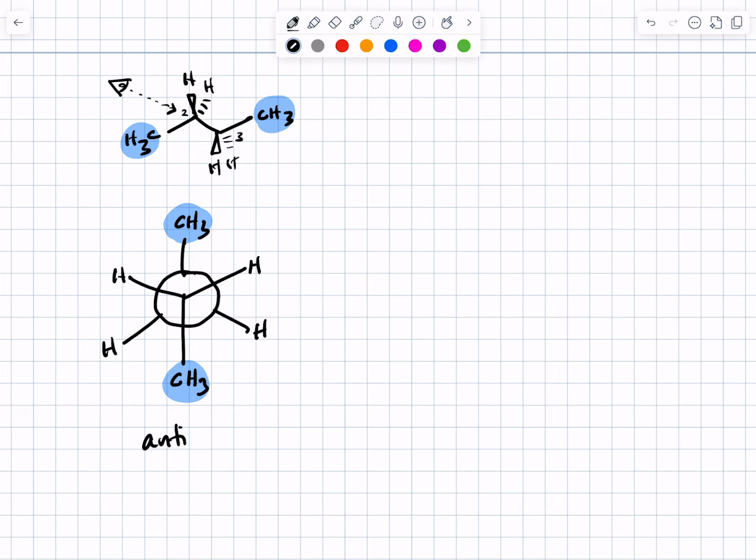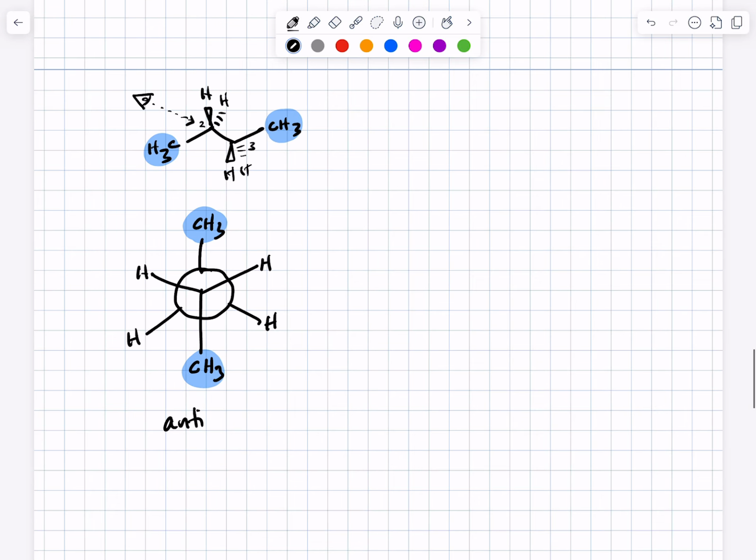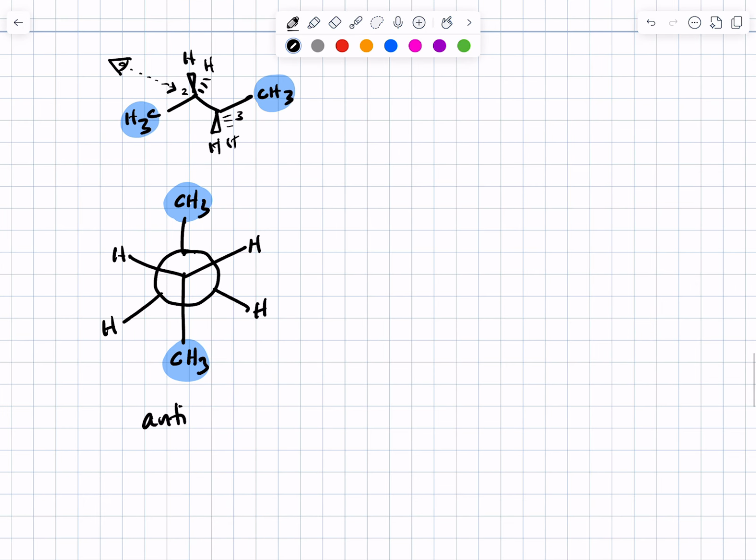By the way, anti and gauche are relative terms. They specify the relationship between two groups. So it doesn't make any sense to call something gauche or anti unless it's obvious which two groups you're talking about. Here in butane, it is, because the two most important groups on the front carbon and the back carbon are the methyl groups.